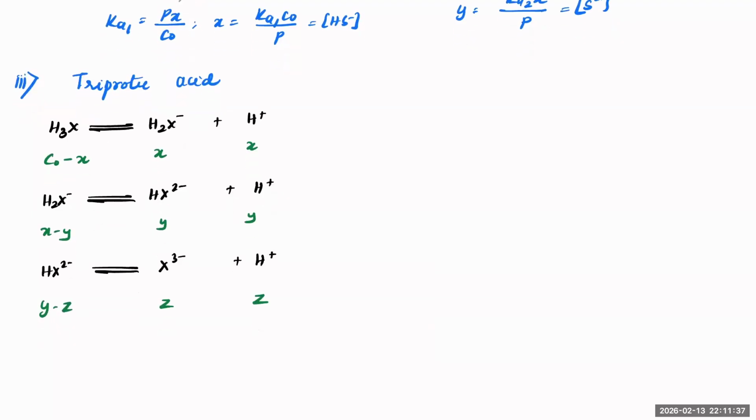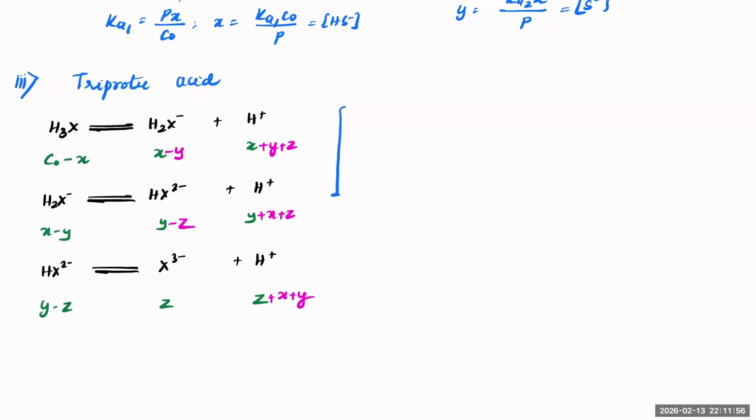Now put the common ions in all the cases. So this will be y plus z, this will be x plus z, this will be x plus y, while here it will be x minus y, and here it is y minus z. Right? These are the factors you should be able to write.